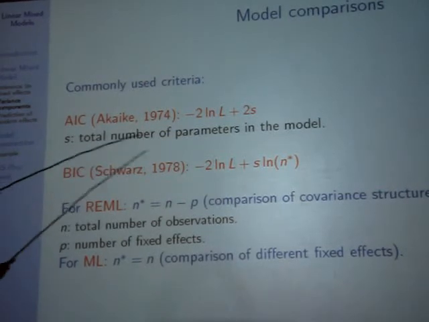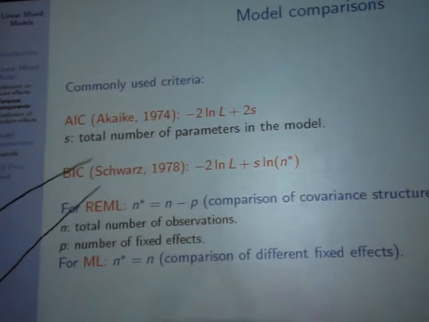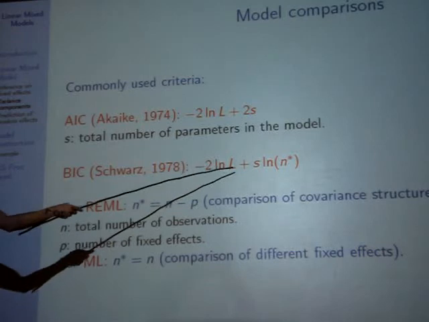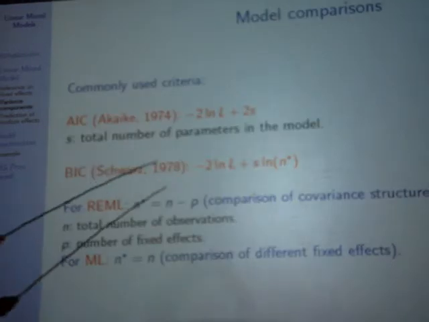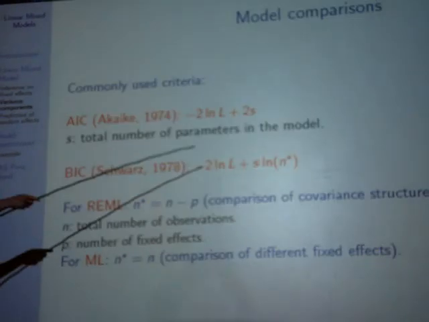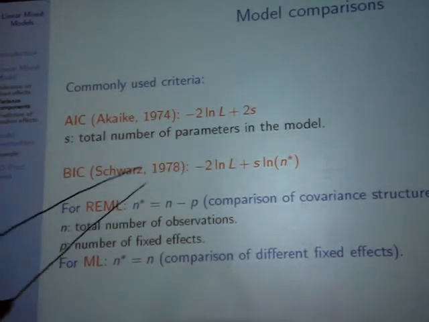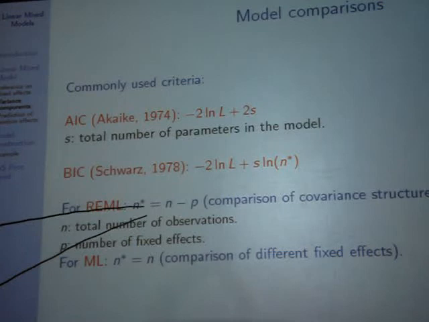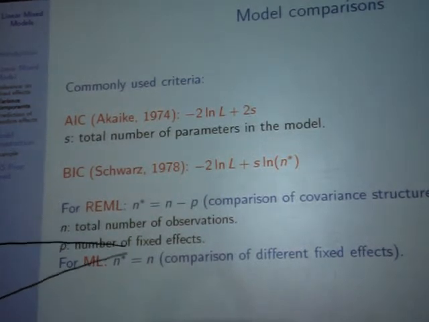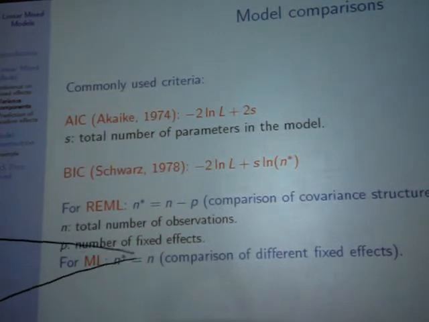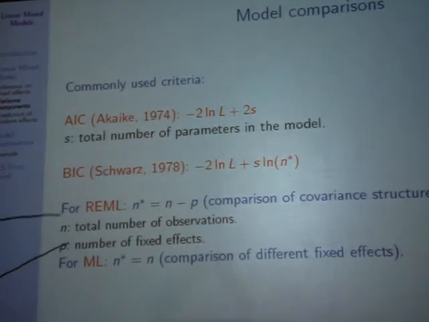So AIC is defined like this. So s here is the total number of parameters in the model. And in BIC, so it's minus 2 log L plus s log of n star. So s is again the total number of parameters in the model. And n star is, for the restricted likelihood, n minus p, where p is the number of fixed effects. n star is equal to n for ML.